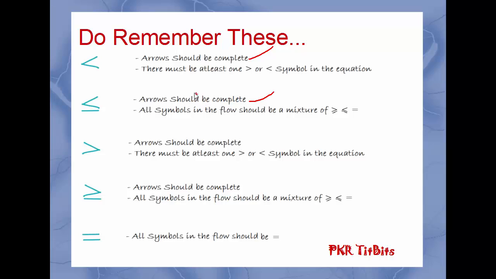The second important point is that while going through these symbols, there must be at least one of these symbols in the equation. It can be a mixture of these symbols, but it should not be greater than or less than, that is, this and this symbol, for the flow of this symbol. I'll explain this with an example so you can understand even better. But in the equality cases, it should be an equal case, otherwise you can directly give it as a false situation. We'll take an example so that we can understand things better.